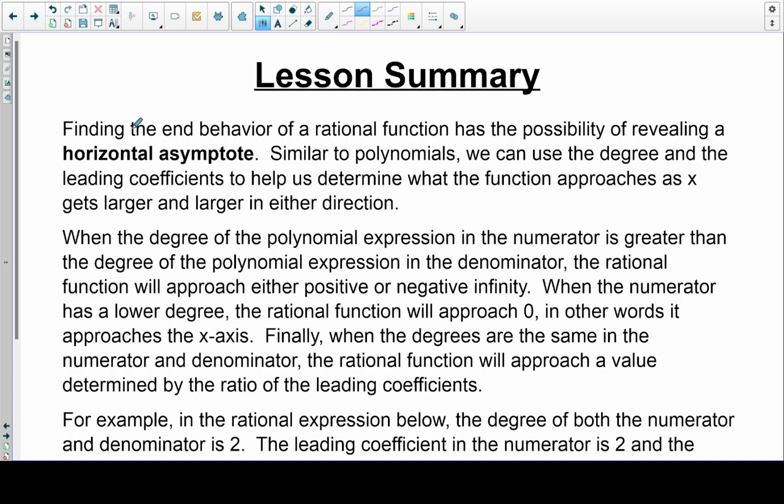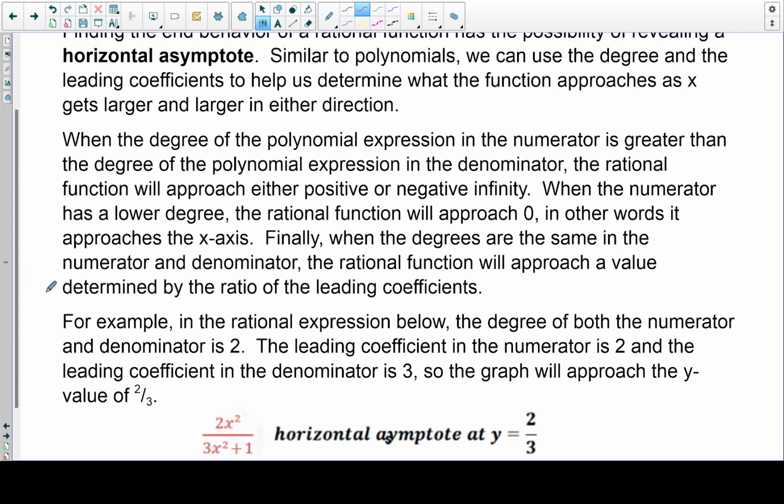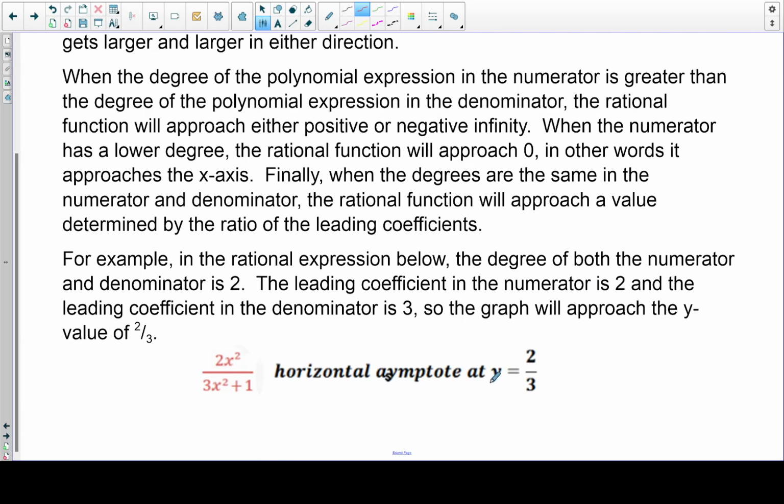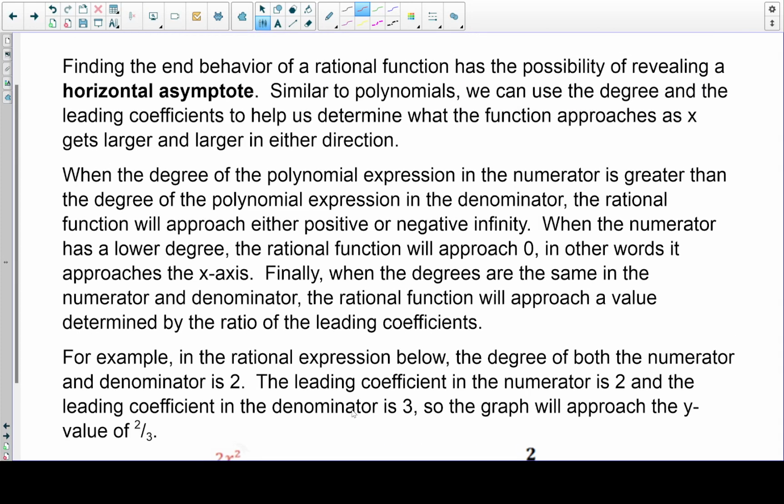So finding the end behavior reveals horizontal asymptotes. And so we can read the definition below. In this one last example here, the degrees are the same. So because the degrees are the same, we can think about it as 2x squared divided by 3x squared. It's just 2/3. The 1 is going to get drowned out by all the other big, big, big values. Okay, that's kind of how it works. You can always pause and read the description if you like.